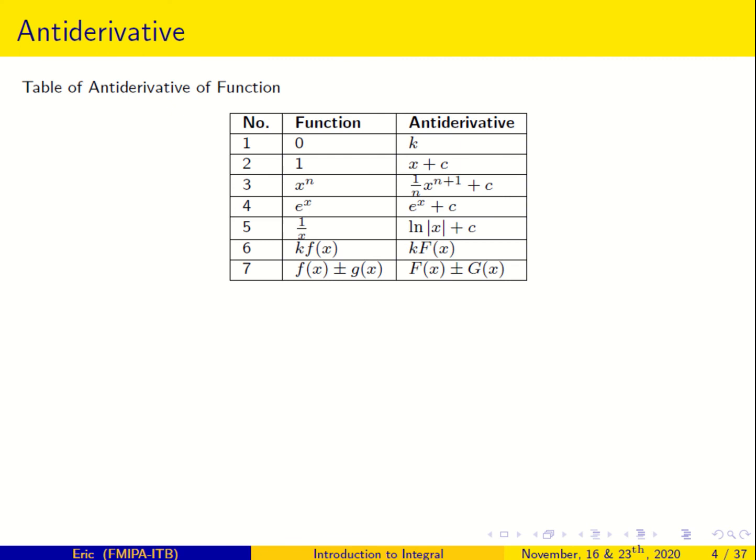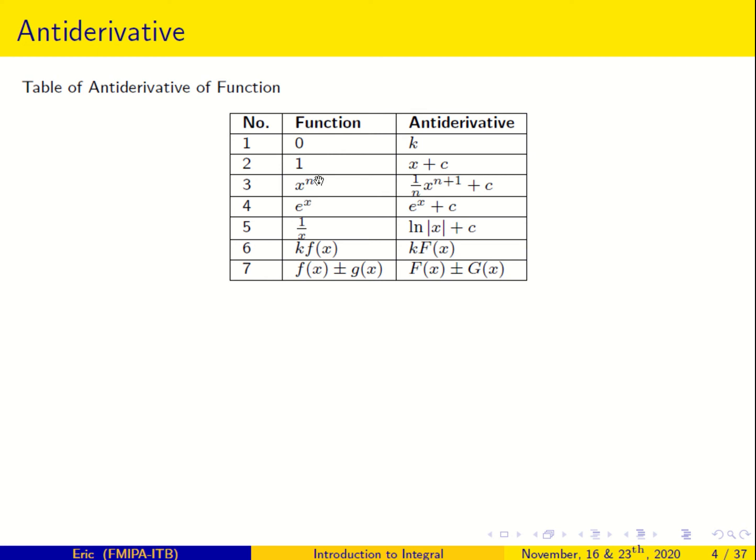Let's continue. This is the table of antiderivatives of a function. If the function is 0, the antiderivative is an arbitrary constant. What about 1? The antiderivative is x plus c. Why do we have this c? Because the derivative of x is just 1 and the derivative of a constant is 0, so this should be 1 plus 0, which equals 1.